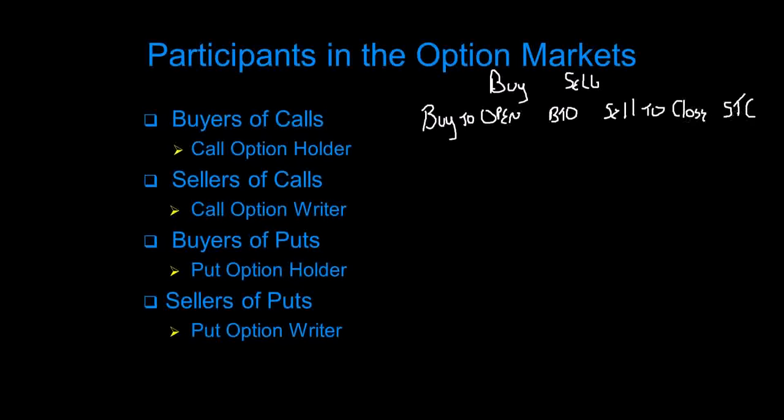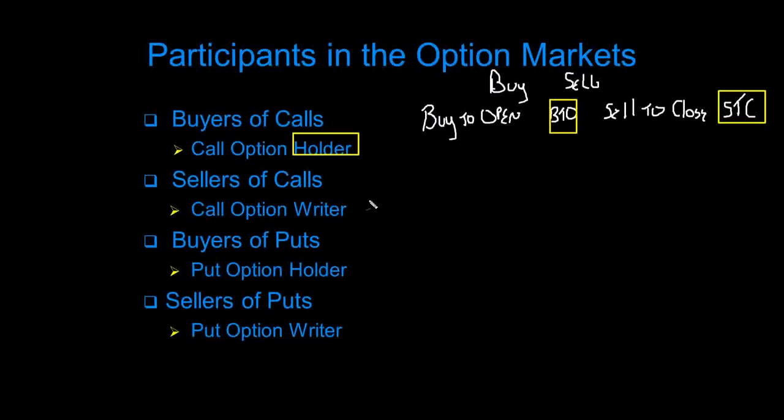So these are basically very, very simple. I'm going to buy to open. I'm going to sell to close that position. In this case, when I buy to open, I'm an option holder. All right. When I sell to close it, I'm closing it out.